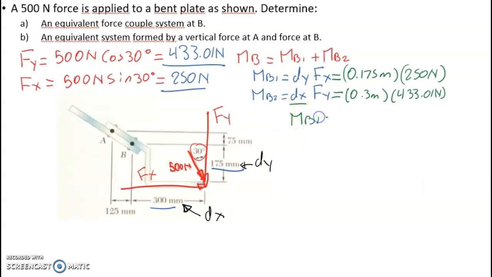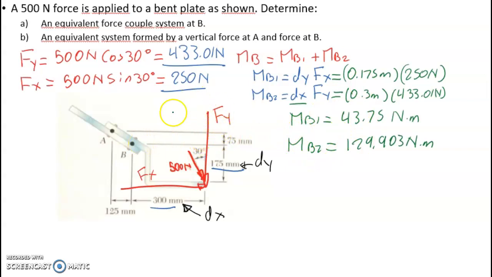The result, the moment B1, is going to be 43.75 newton meters. The moment B2 is going to be 129.903 newton meters. What is going to be the sense of that moment? Well, we're combining a distance x with a force that goes down. That means this force will actually create a motion like this, negative, counterclockwise.